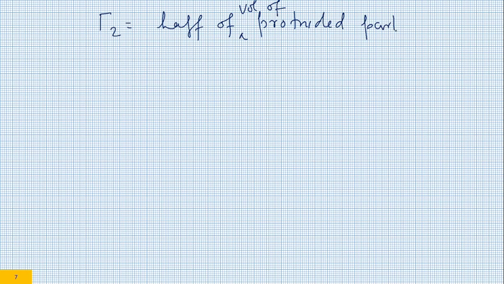Now let us go for gamma 2. So what was gamma 2? Gamma 2 was half of the volume of the protruded part of the abrasive. So how does it look like?